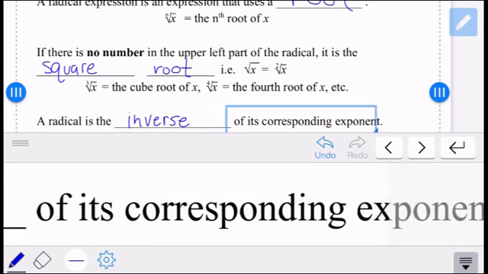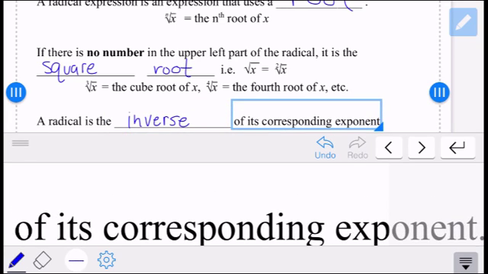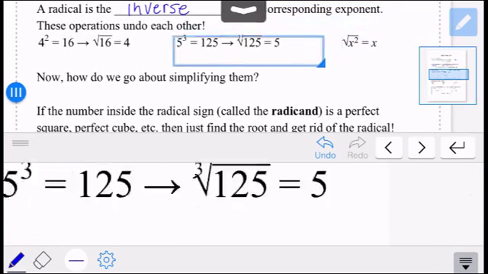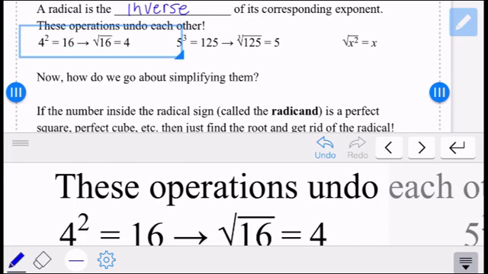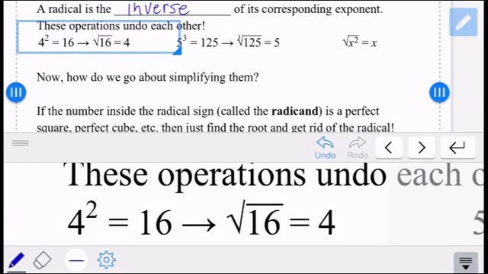So a radical is going to be the inverse of its corresponding exponent. So what do we mean by that? Well, what we mean is that the operations undo each other, just like addition and subtraction. Those are inverses of each other. Multiplication and division are inverses.